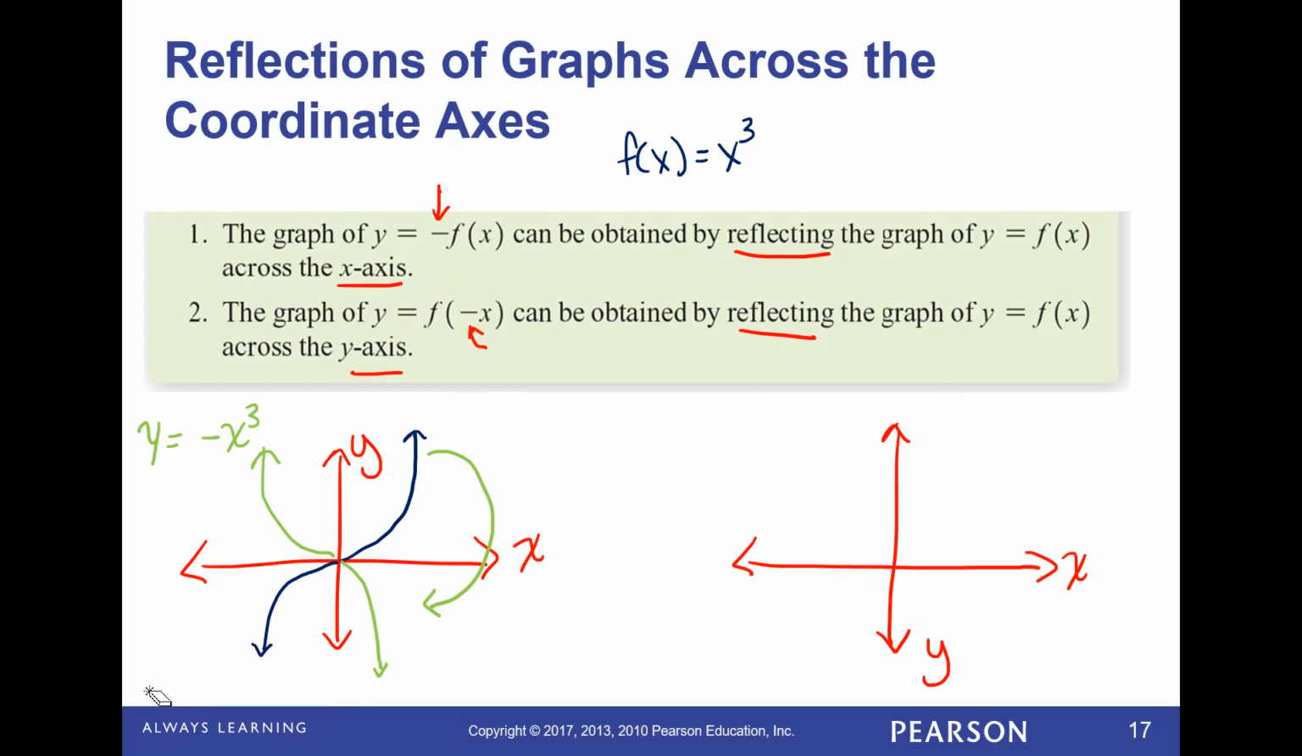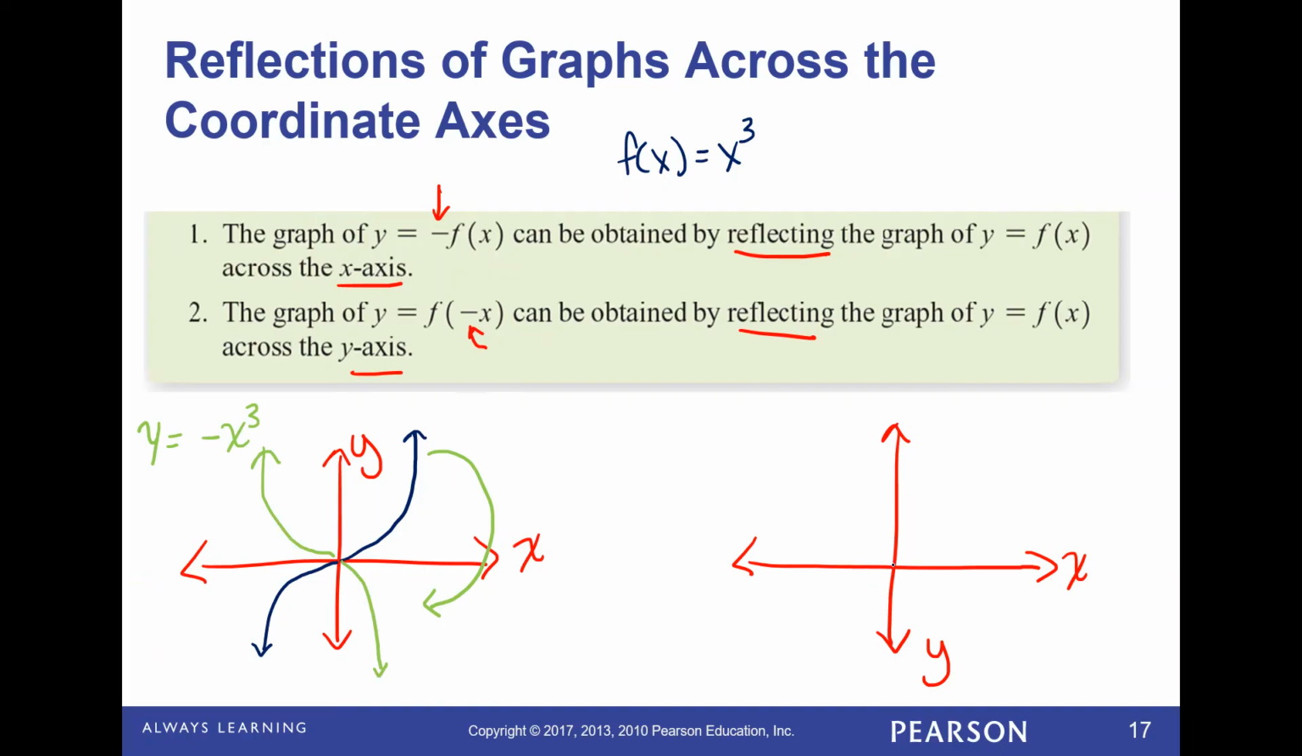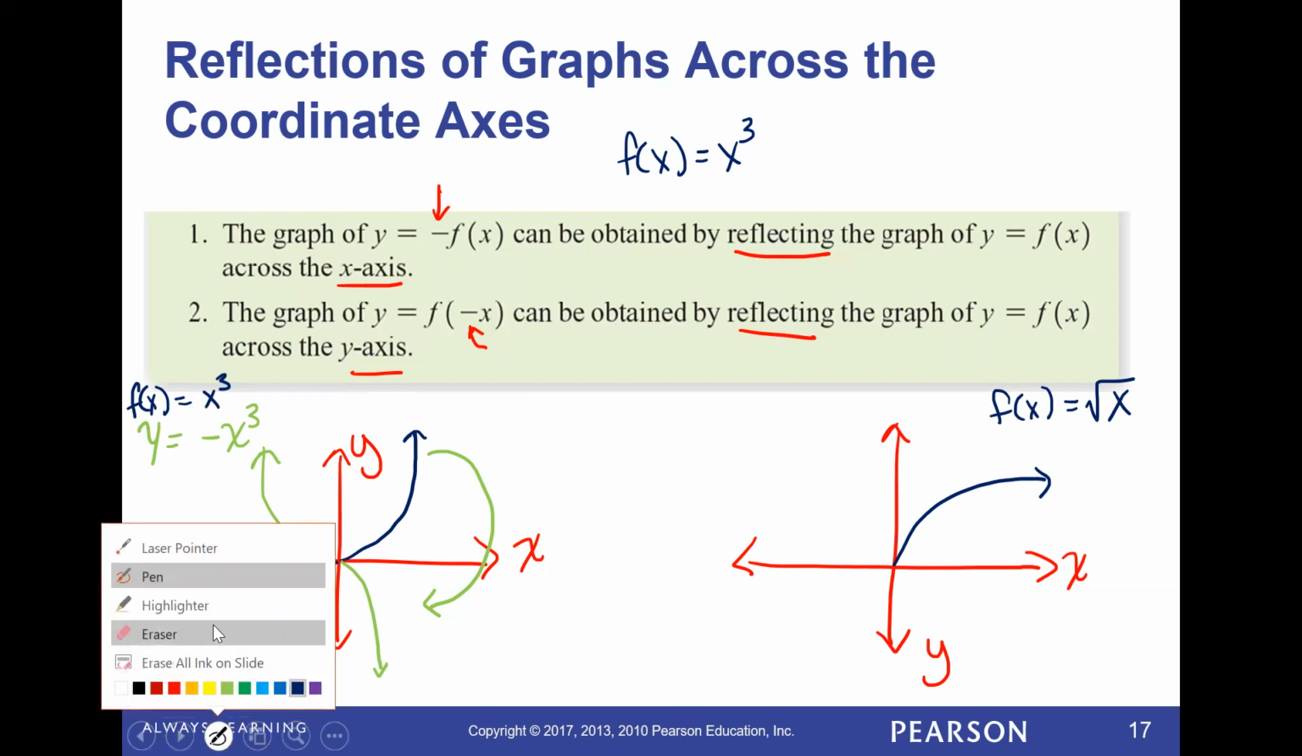Let's try this again, but let me change it up a little bit. I know I said I wanted to use x to the 3rd, but that's a really good one there. Let's look at, how about, the square root. On this one I'm going to use f of x being the square root of x. I was just using x cubed, and on this one I'm going to use the square root of x, so that way we have a little bit better of a visual on it.